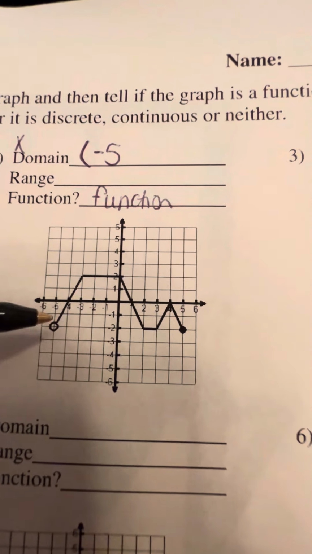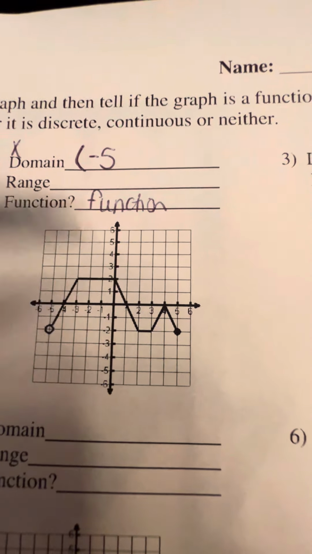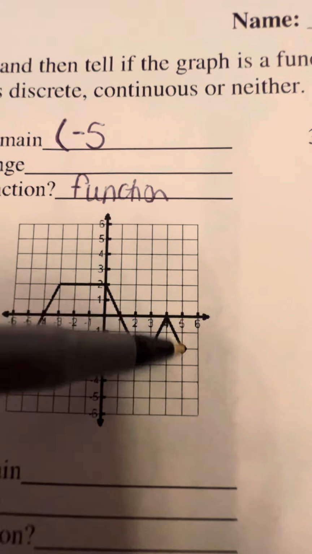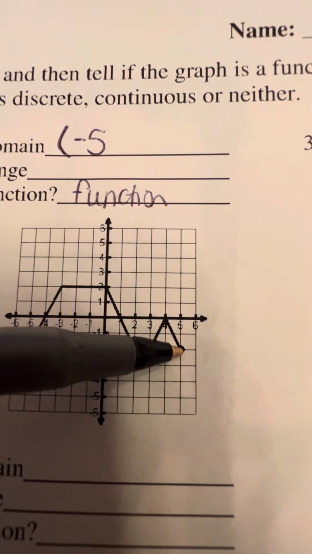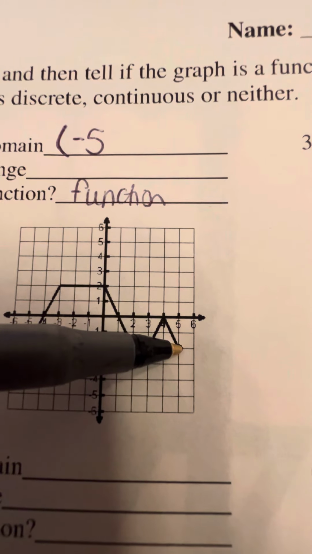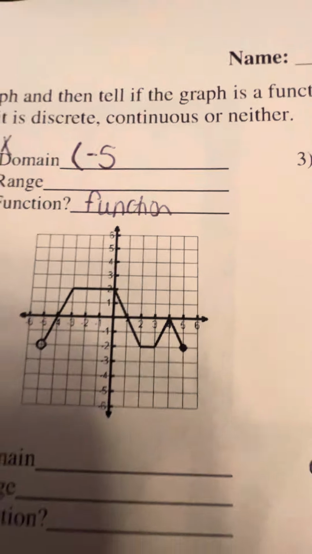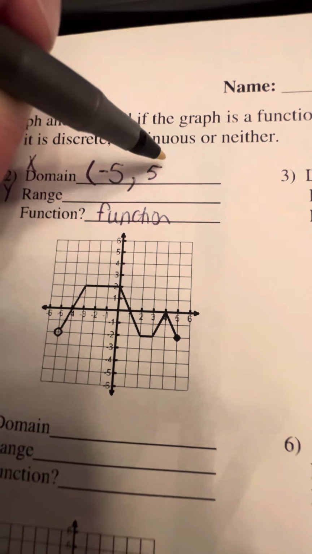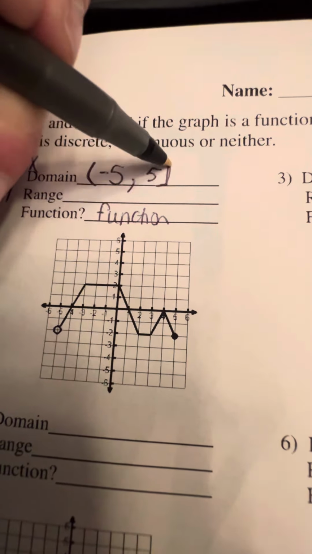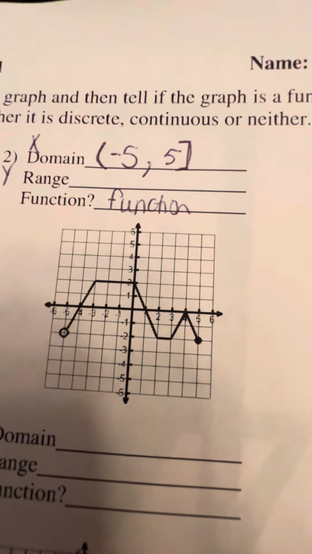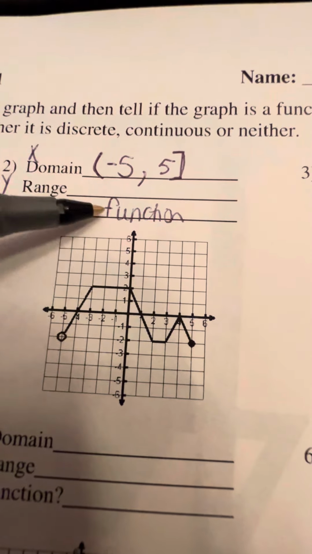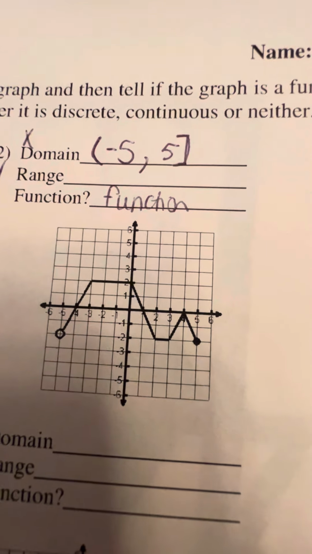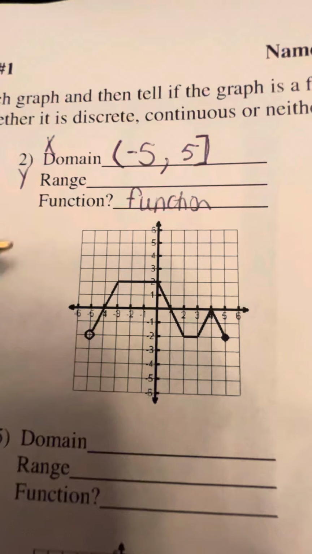Now this graph continues. It's a continuous graph, so there's no gaps in it or anything like that. And it goes all the way till you see to +5. Now it does have a closed circle on +5, so we're going to put a bracket on the end of that. So what we do is we put a comma here, then we put the number it stops at, and then we do a hard bracket. So that means that it stops and includes that number, whereas the curved parentheses means that it does not include that -5.